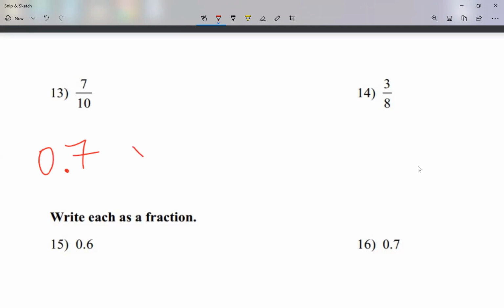I need to multiply this by 100. So let me rewrite this as 0.70. The reason why I added the extra 0 is because I need to move my decimal 2 places to the right. So 0.70 times 100 gives me 70. So I'm going to call this 70%.